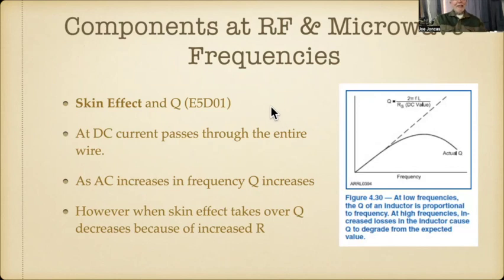Then we talked about skin effect. And skin effect is a really interesting thing. If you have DC and you're running it through a wire, the current runs through the whole wire. But as soon as you start running AC through it, the current starts moving itself out toward the outer edges of the wire.